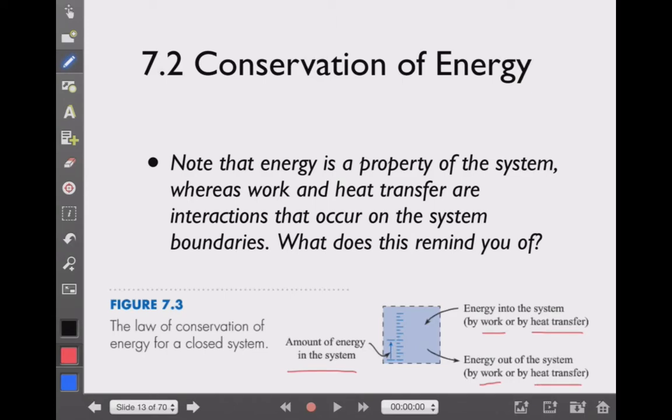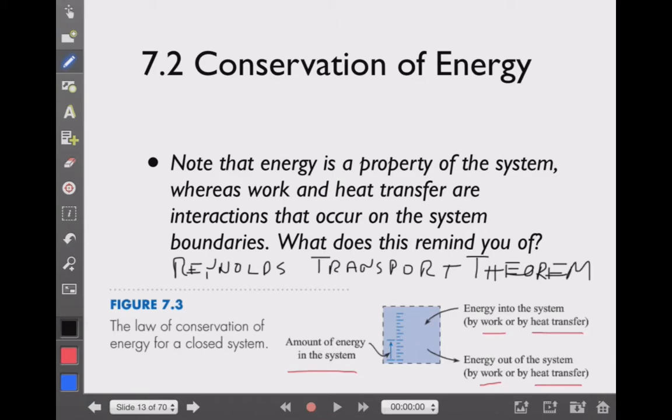So what does this remind you of? We've got a closed system here. You can see the boundary here, the dashed boundary around the system. We have a quantity of energy inside this boundary, and we can either put energy into it or extract energy out of it. What does this remind you of? It should be reminding you of the Reynolds transport theorem. It's very similar to what we did for mass and for momentum.